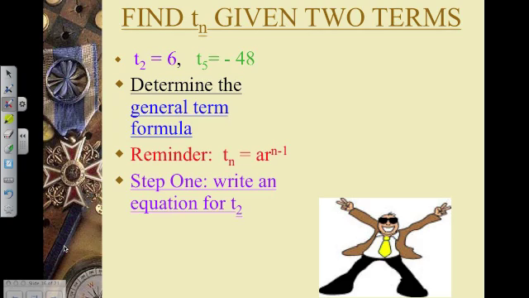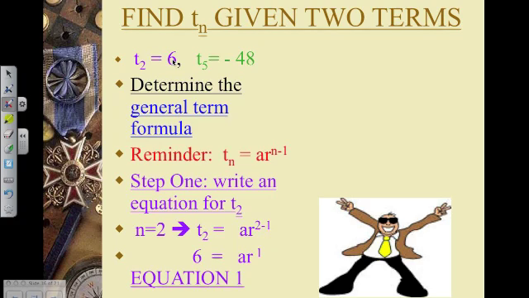And our first step is going to be to use this formula to write an equation for the second term. So I know that when n is equal to 2, the value of Tn is going to be equal to 6. So I'm going to plug that information into the formula, and I get my equation number 1 very quickly. 6 is equal to a times r to the power of 1, because we had to substitute r to the power of 2 minus 1, which simplified to r to the power of 1.